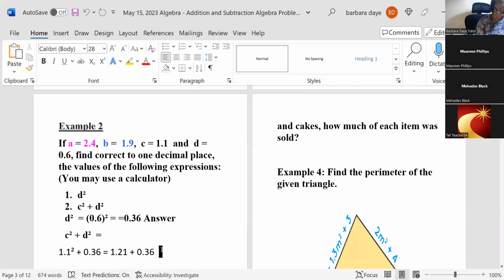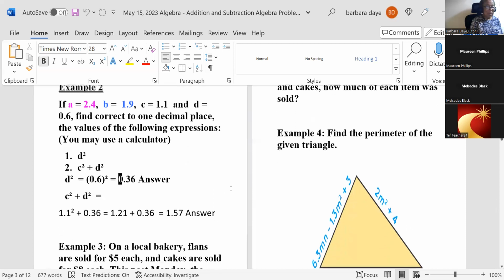And that's equal, Mercedes said. Did you get that, Maureen? 1.57. Yeah, because D squared we already did. We did it up here, right? We got the 0.36, so we didn't have to do that again. We just put it in there because we already solved D squared. Questions? Mercedes was ready to explain it to you if you had a question.